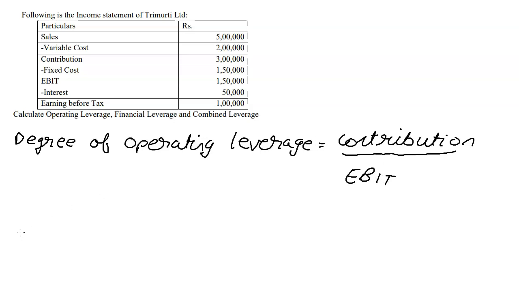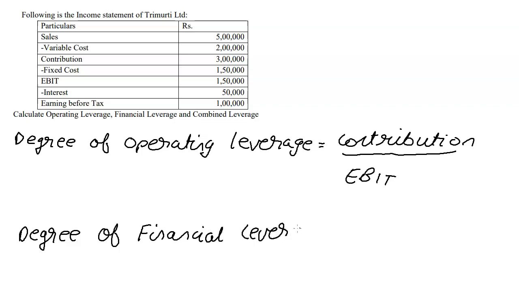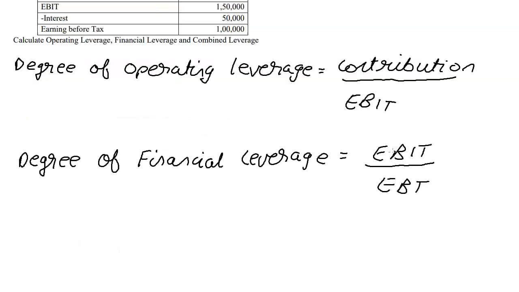Okay, similarly, degree of financial leverage. They've asked for financial leverage, so degree of financial leverage is equal to EBIT upon EBT. Okay, earnings before tax.